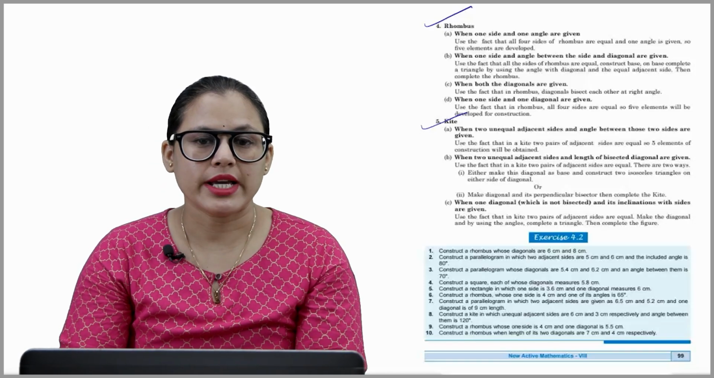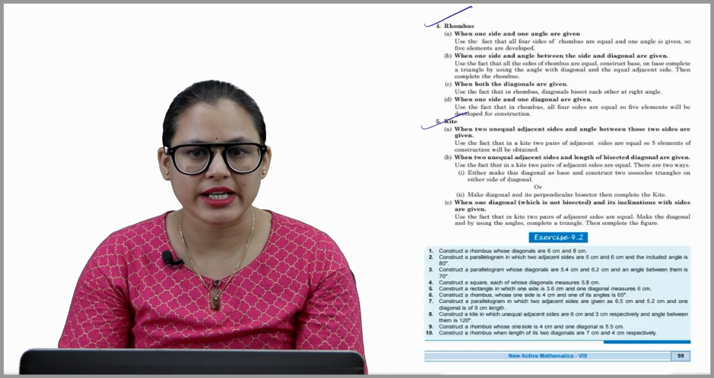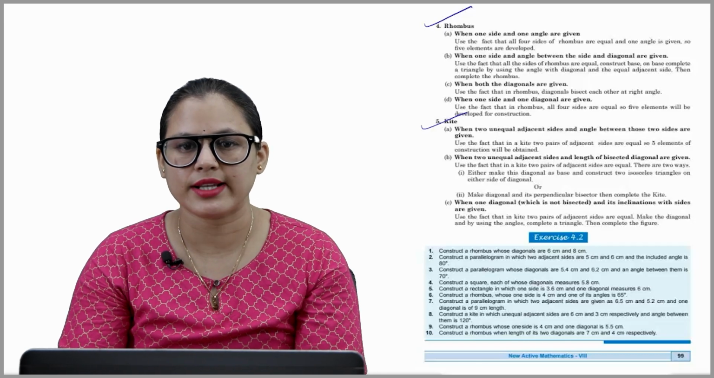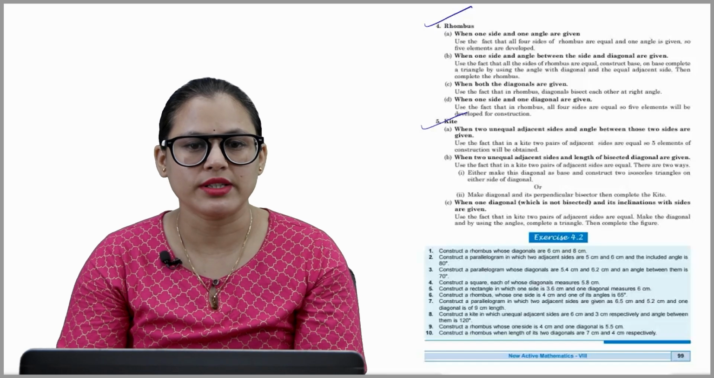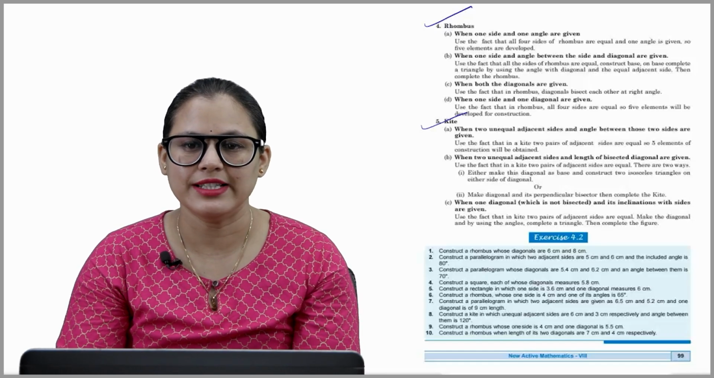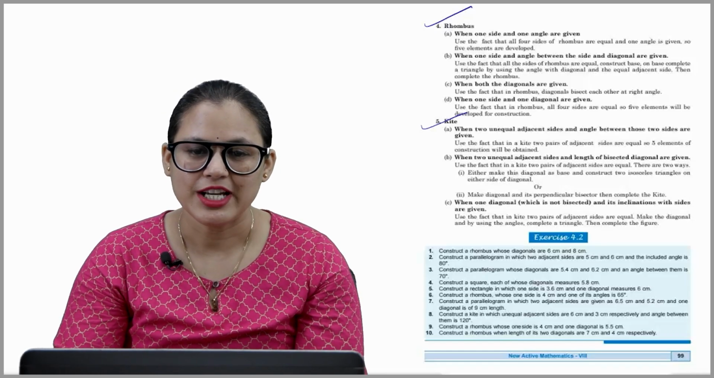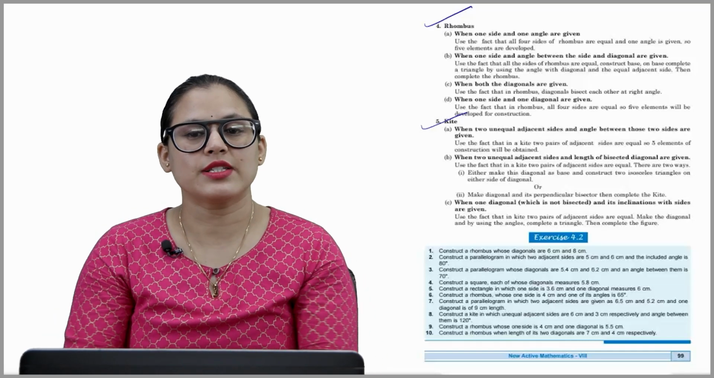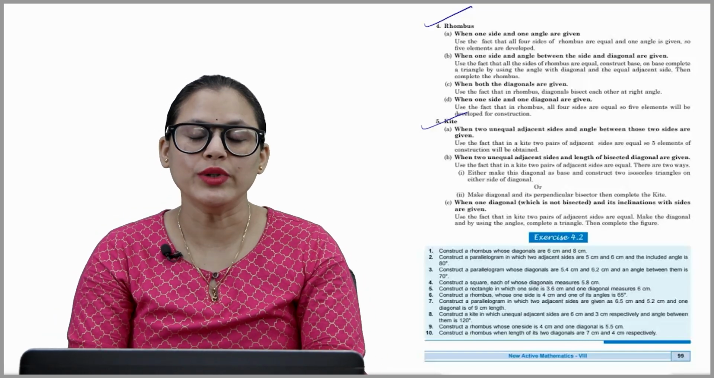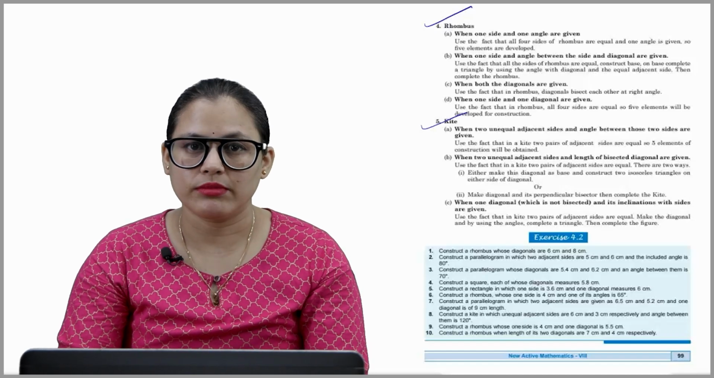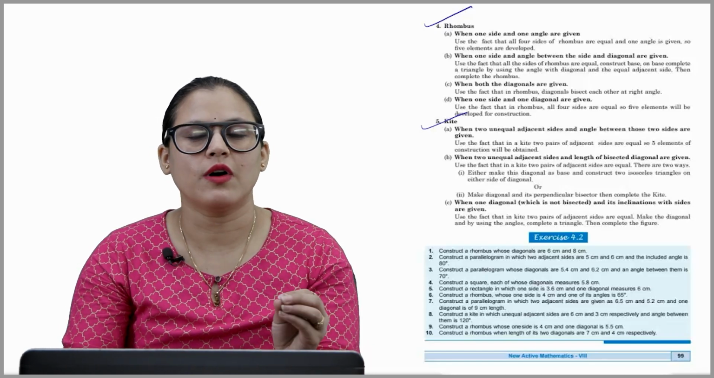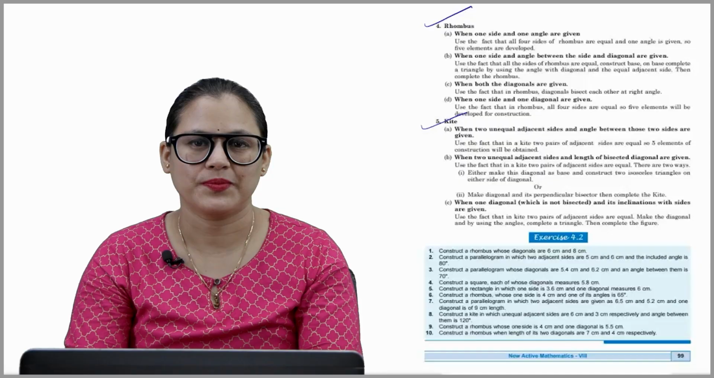C. When one diagonal which is not bisected and its inclinations with the sides are given. Use the fact that in a kite, 2 pairs of adjacent sides are equal. Make the diagonal and by using the angles, complete a triangle, then complete the figure. Okay. So students, exercise 4.2 is here, and you will do this exercise by yourself, and also keep practicing the construction work.